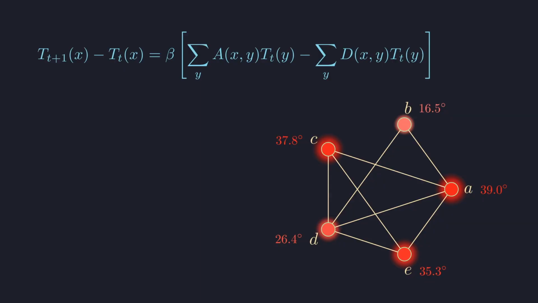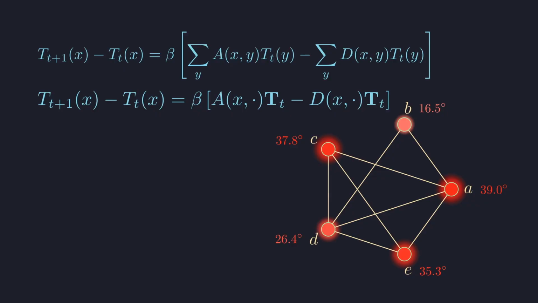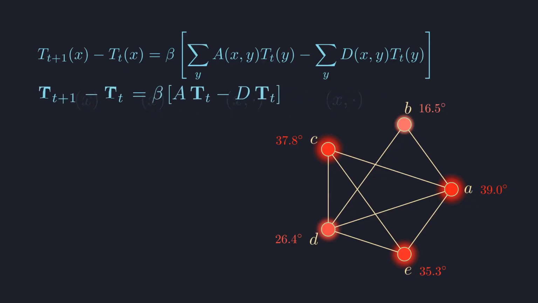This is already starting to look like a matrix product, because the first term is the product of row x of matrix A with the temperature vector, and similarly the second term is the product of row x of matrix D with the temperature vector. Stacking the equations for all the rows together, we have this nice matrix form for the heat equation.